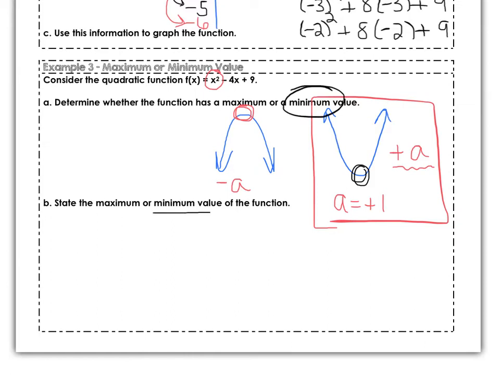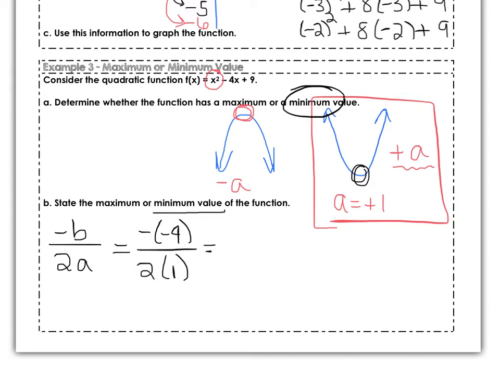Now, what is the minimum value? The minimum value is the lowest y value because it's actually a height component. So the lowest y value will be contained within the vertex. So one of the things we can do to find the vertex is first find the axis of symmetry. So my b value is -4, and I'm going to plug this into my equation here. So we get 4/2, which is a vertex or an x value of 2.